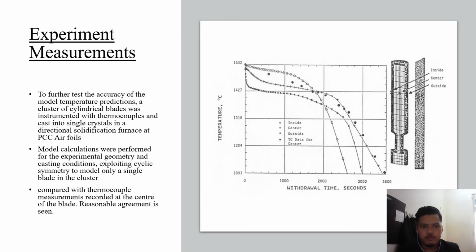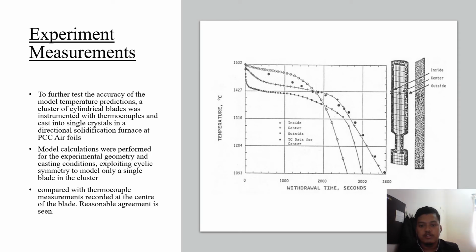And for experimental measurement, from the table, to further test the accuracy of the model temperature prediction, a cluster of cylinder blades was instrumented with thermocouples and cast into single crystal in a directional solidification furnace at PCC Airfoils. Model calculations were performed from the experimental geometry and casting conditions, employing cyclic symmetry to model only the single blade in the cluster. And lastly, they were compared with thermocouple measurements recorded at the center of the tab of the blade.